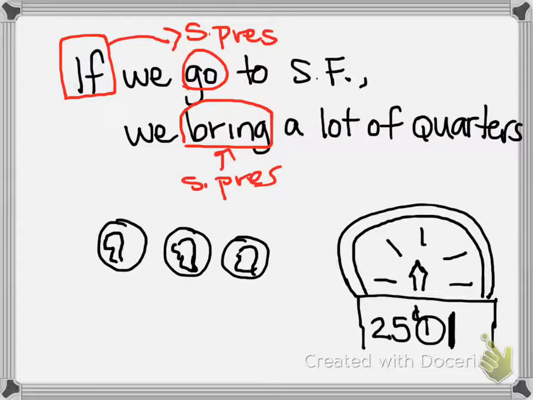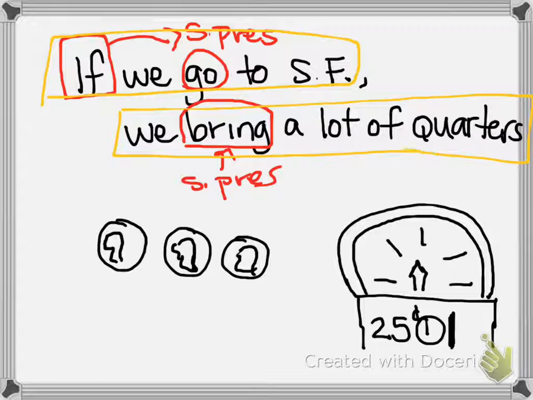Let's look at another example. If we go to San Francisco, we bring a lot of quarters. So again, we're using simple present in our if clause. And then in our result clause, we're also using simple present. So our if clause is if we go to San Francisco, and our result clause, we bring a lot of quarters. This is a parking meter.